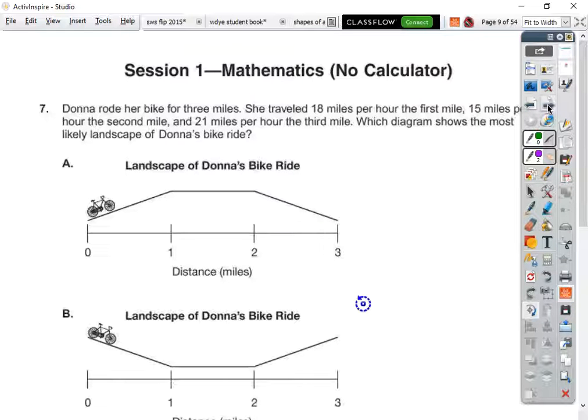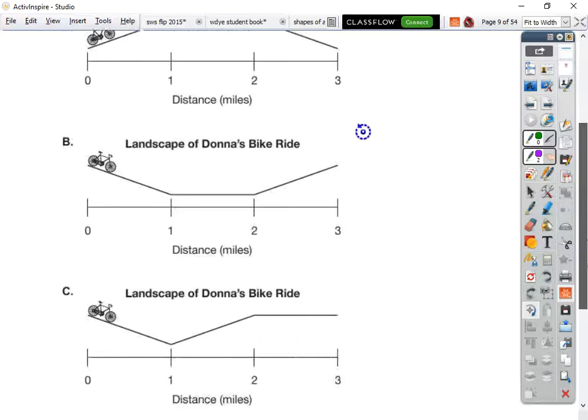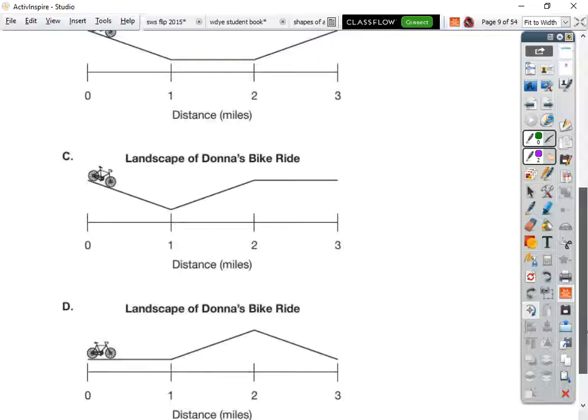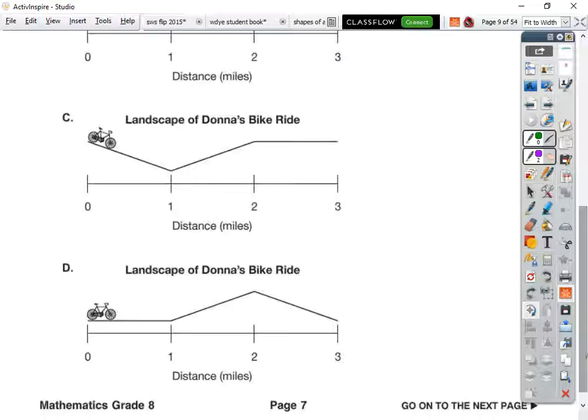7. Donna rode her bike for 3 miles. She traveled 18 miles per hour for the first mile, 15 miles per hour for the second, 21 for her third. Which diagram shows the most likely landscape of Donna's ride? So she was going faster the first mile, slower the second section, and faster for the last one. So I would expect that it's going to be going downhill, then a little up, and then more down. Something like that. Is there one that fits that? Oh, yes, there is. D.